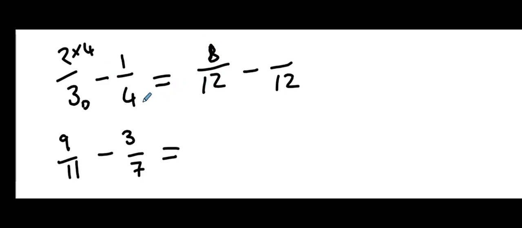Then the second one is 4. How many 4s are in 12? There are 3. So 3 times 1. So 1 times 3 is 3. So now I have 8 12ths minus 3 12ths. My denominators are equivalent. So I can just take away my numerators. So my answer is going to be over 12. And then 8 minus 3 gives me 5.